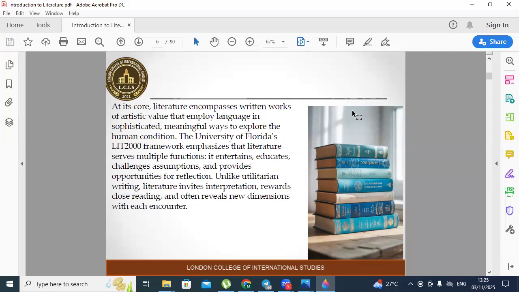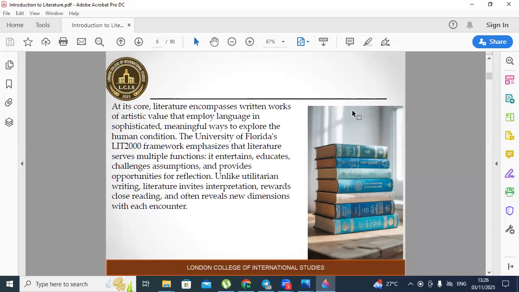The University of Florida LIT 2000 framework emphasizes that literature serves multiple functions simultaneously. It entertains, keeping readers engaged and emotionally invested. It educates, teaching us about different times, places, and perspectives. It challenges assumptions, forcing us to question what we take for granted. And it provides opportunities for reflection, creating spaces for deep thinking about ourselves and our world.